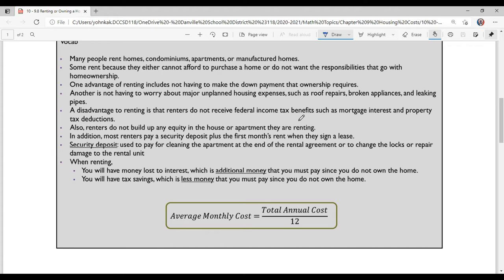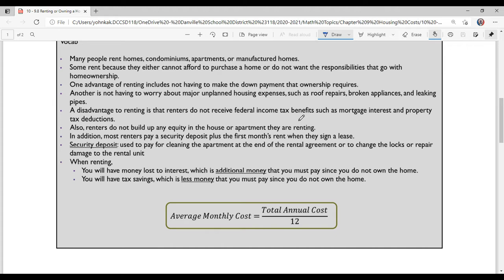A disadvantage to renting is that renters do not receive federal income tax benefits such as mortgage interest and property tax deductions. So when you rent, you will not have deductions on your income tax, so you'll pay a little bit more. Also, renters do not build up any equity in the house or apartment they are renting.